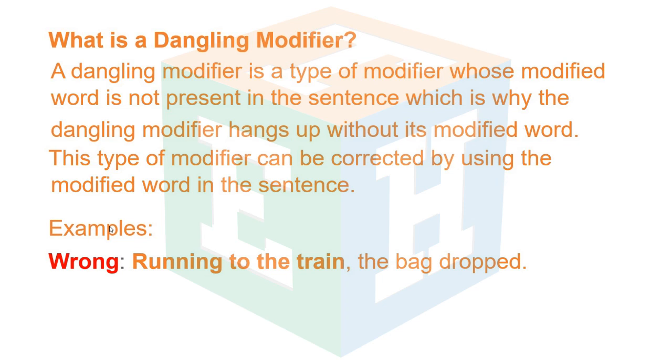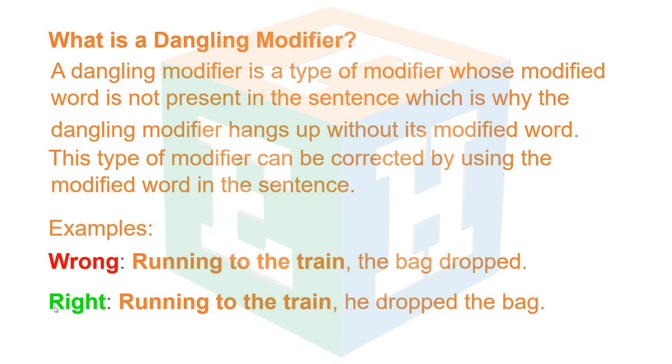Examples. This is wrong. Running to the train, the bag dropped. And this is right, or correct. Running to the train, he dropped the bag.